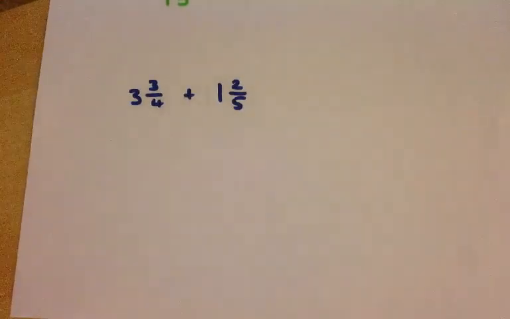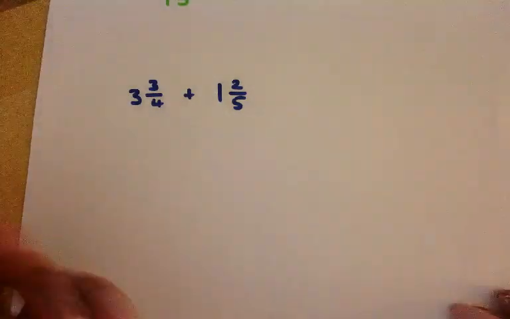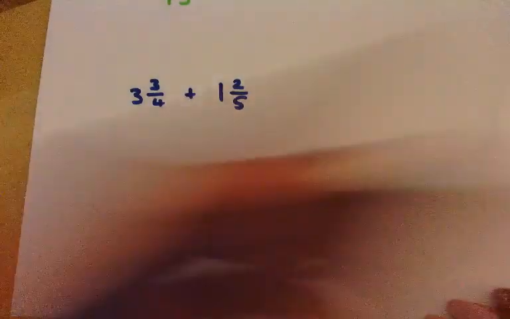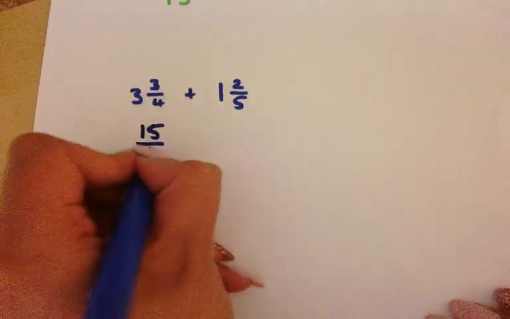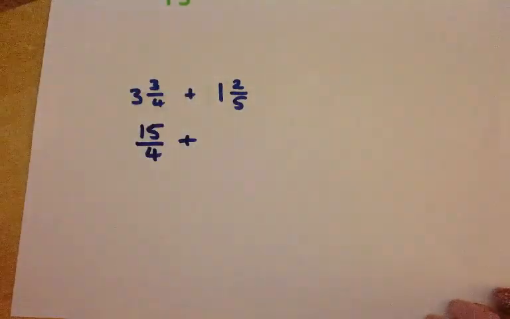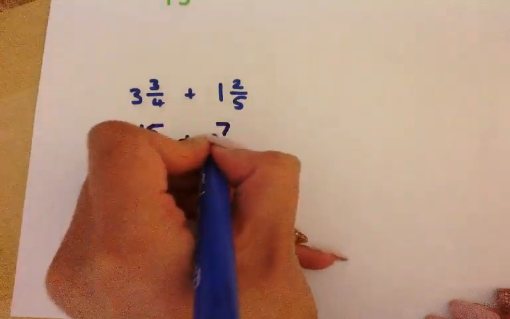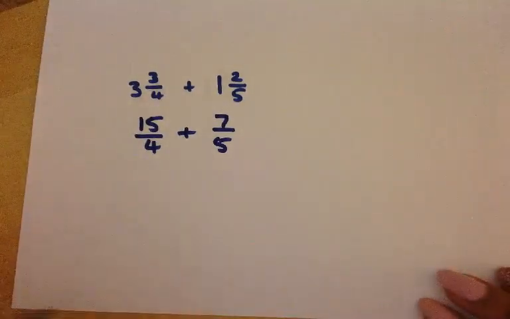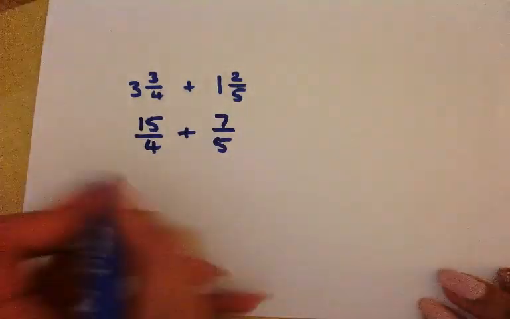Let's have a look at another one. So I've got 3 3/4 plus 1 2/5. So then I need to do 3 times 4 is 12, add on the 3 is 15 over 4, plus 1 times 5 is 5, add on the 2 is 7 over 5. Again, I need a common denominator, so I'm going to use 20 because 4 times 5 is 20.